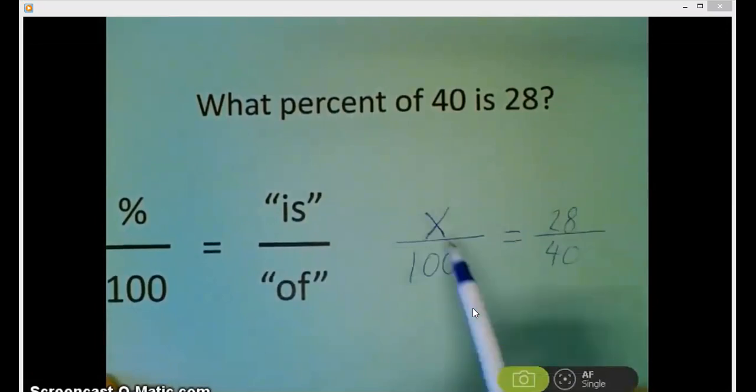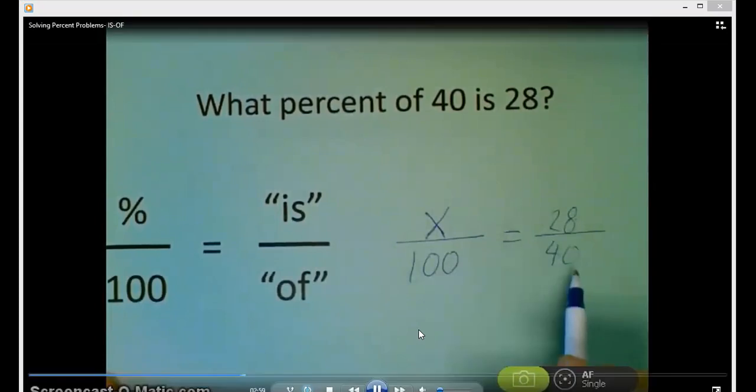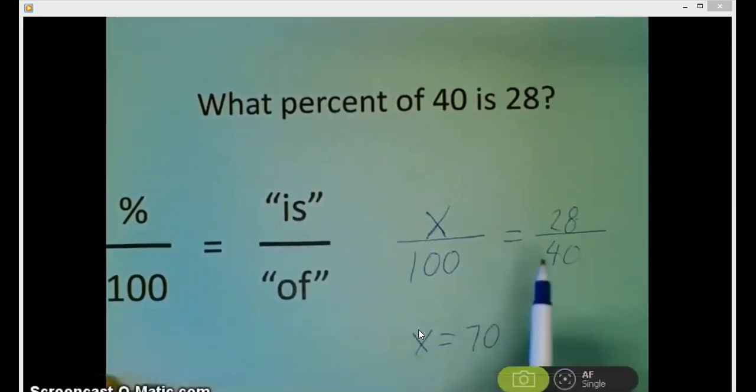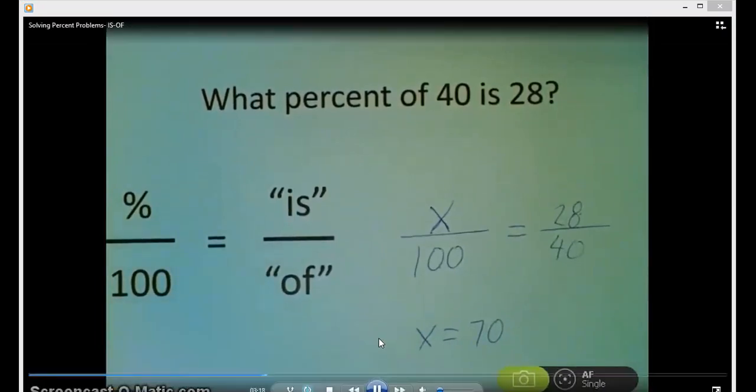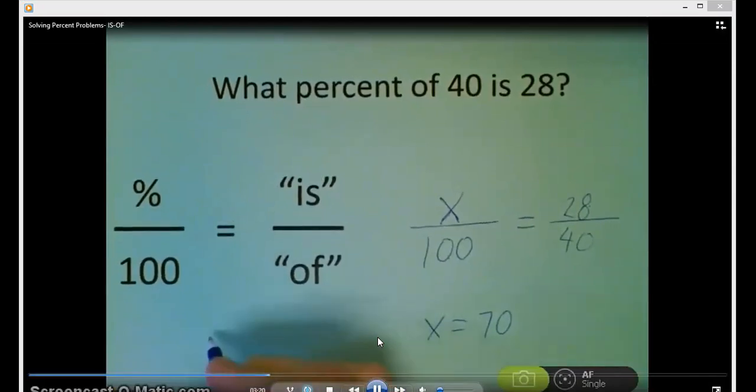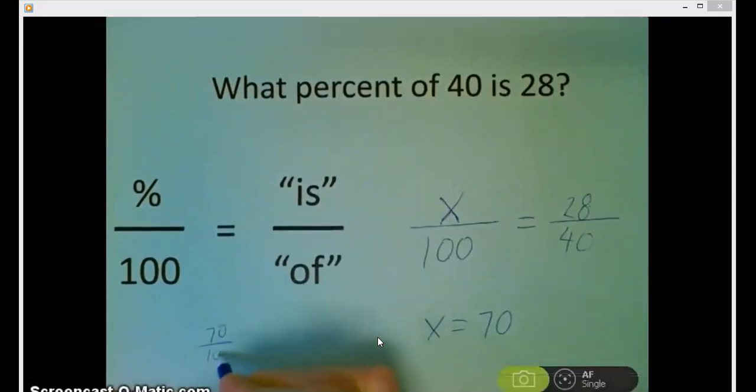Then cross product, or we can say 100 times 28 divided by 40. So the answer will be equal to 70. So 28 is 70% of 40. So we can say 70 over 100, or we can say 28 over 40.